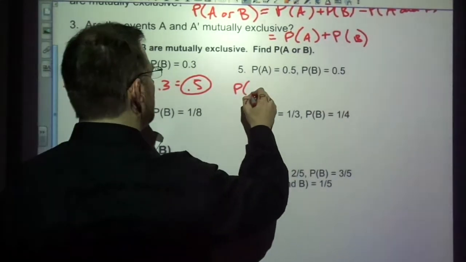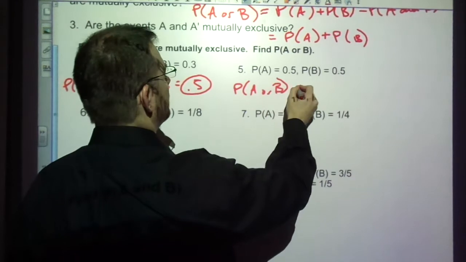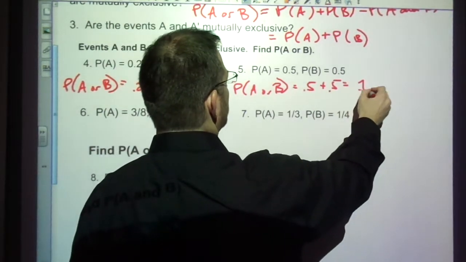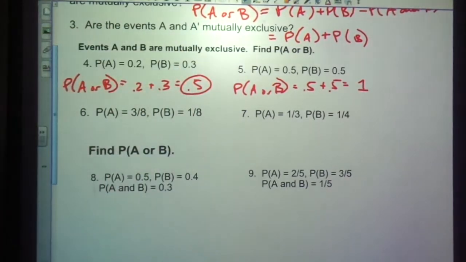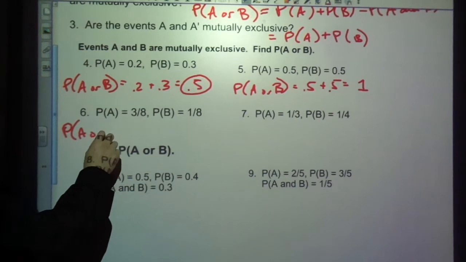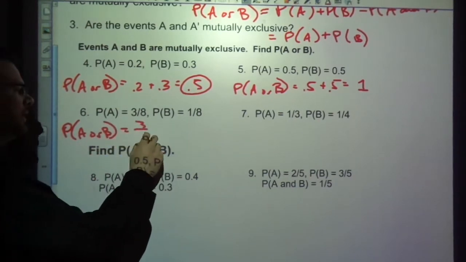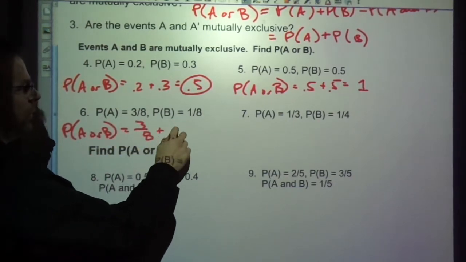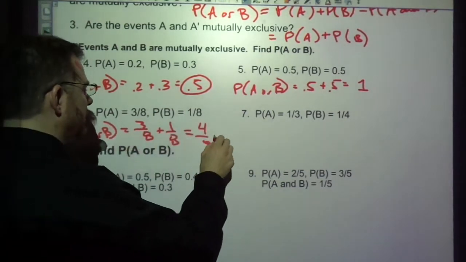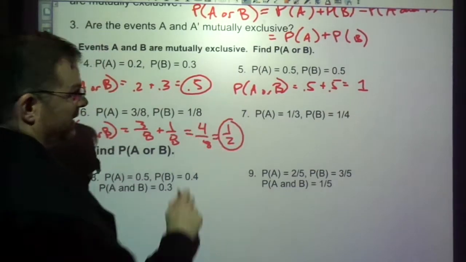This one, probability of A or B, same thing. 0.5 plus 0.5 is going to be 1. That's the highest the probability we'll get. This one, probability of A or B, 3/8 plus 1/8. A plus B, there's no overlap, that's 4/8. Let's simplify and make it 1/2.